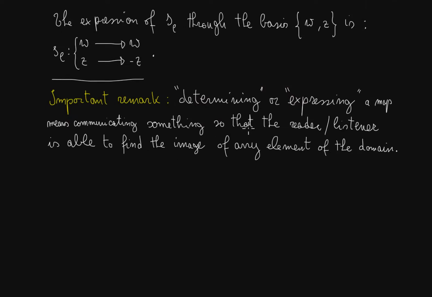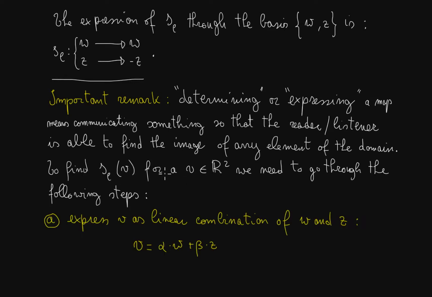I remind you that determining or expressing a map means communicating something in such a way that the reader or the listener is able to find the image of any element of the domain. That means having communicated or having described a map. To find the SL of V for a V in R squared, a generic vector in R squared, so finding its image, we need to go through the following steps that have been explained in lecture 9.2.